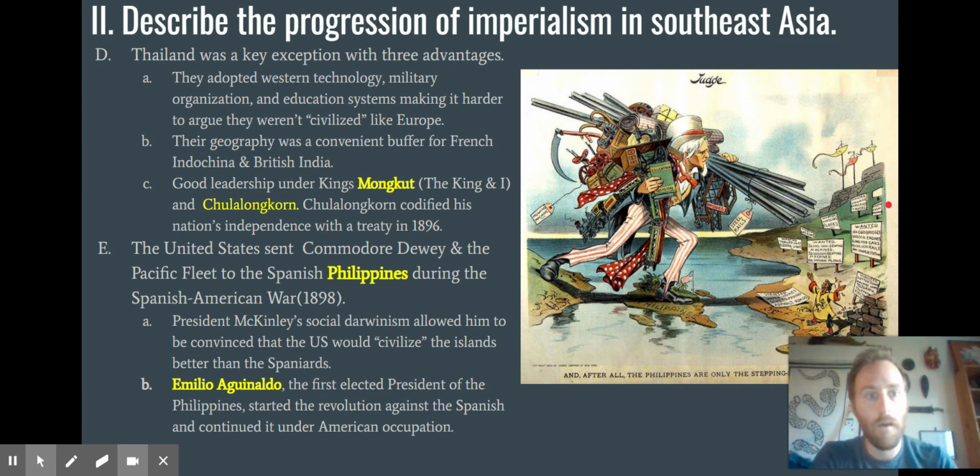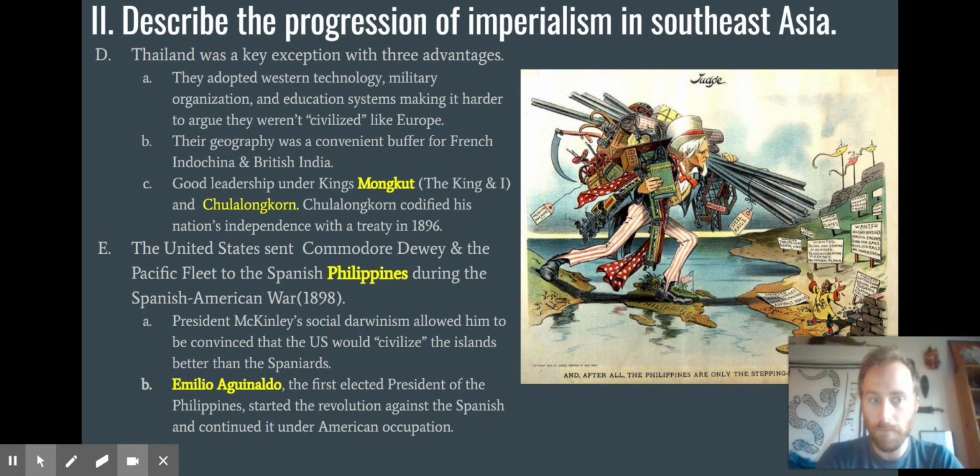All right. So the imperialism of Southeast Asia also had a bit of an exception with the country of Thailand. So Thailand did something similar to what the Japanese did or the Ethiopians in the 20th century, in that they adopted Western technology, military organization in particular, education systems, and in many cases, those education systems learned the language of the imperial powers so they could argue that they were just as civilized to the Europeans as the Europeans.